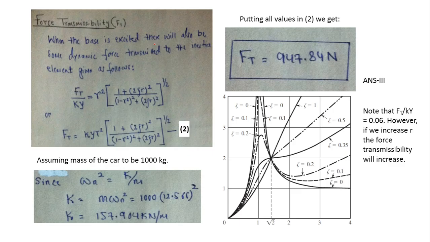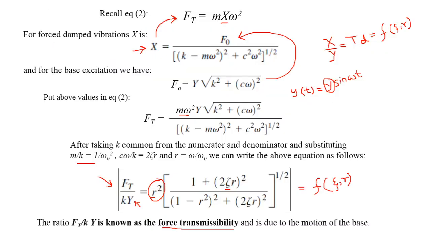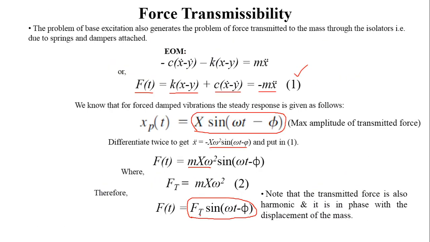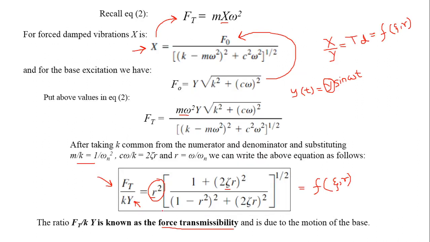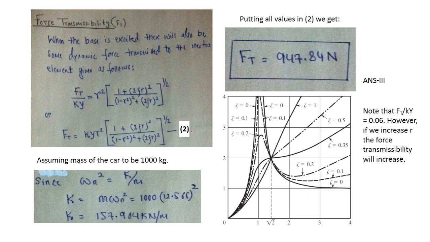Now when the base is excited, there will also be some dynamic force transmitted to the inertia element, as we have already seen here that there will be some dynamic force transmitted to the base, and this value is important for us. So we want to calculate this value, and this can be calculated from this expression of the force transmissibility. So we copy this formula here, and we say that FT can be calculated from this equation number 2.